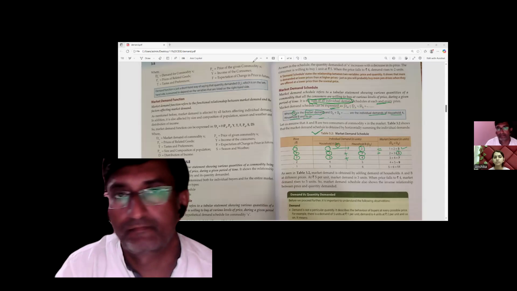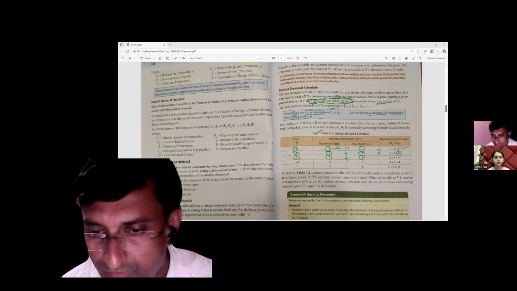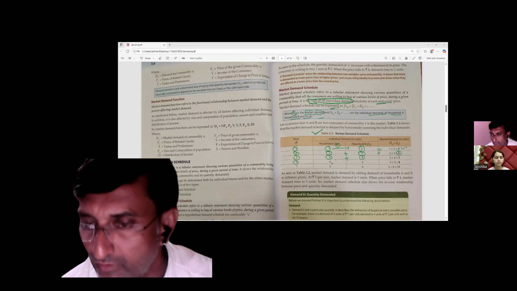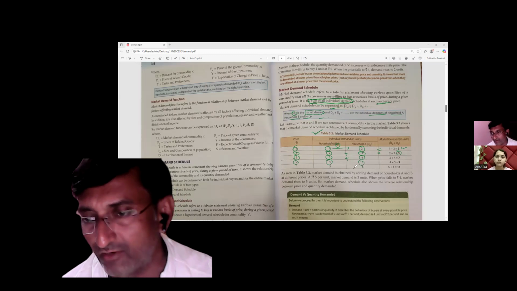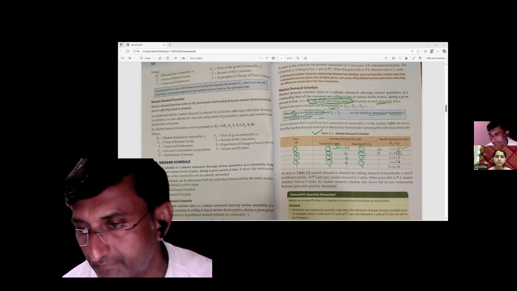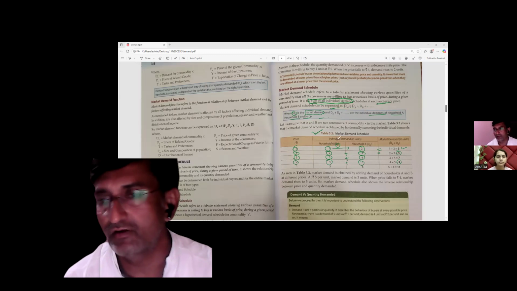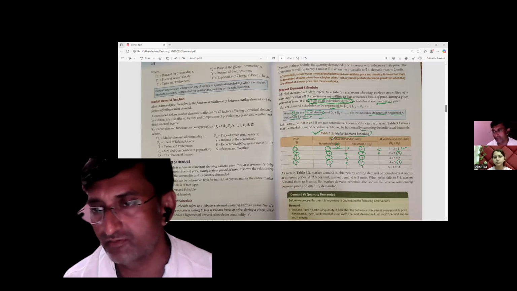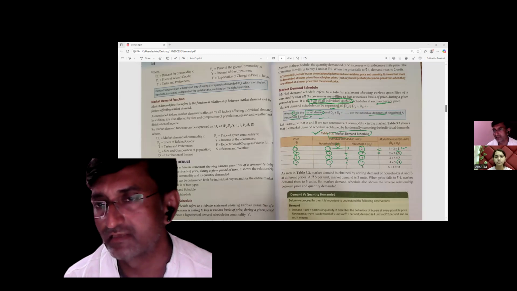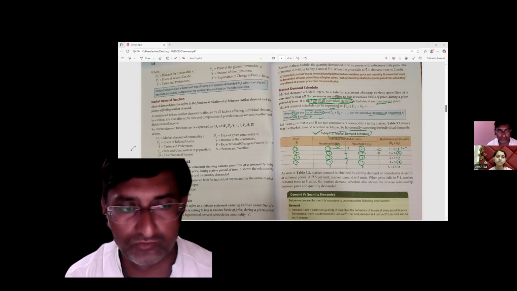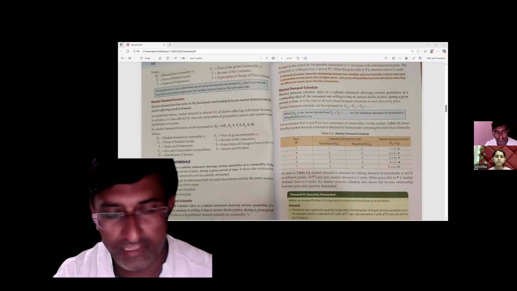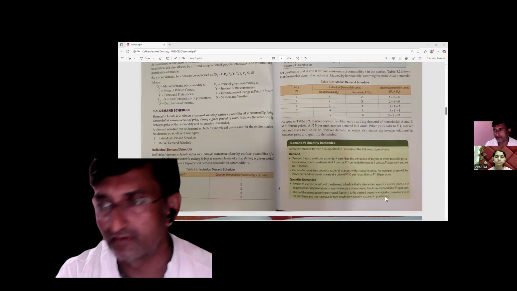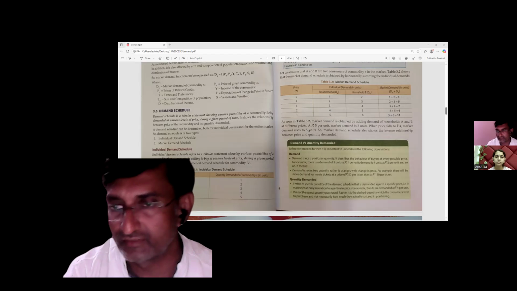Now when the price was 2 rupees, household A bought 4 quantities, and at the same time household B bought 5 quantities. So it becomes 9. That is called the market demand schedule. The simple definition: the sum of all individual demand is equal to market demand.